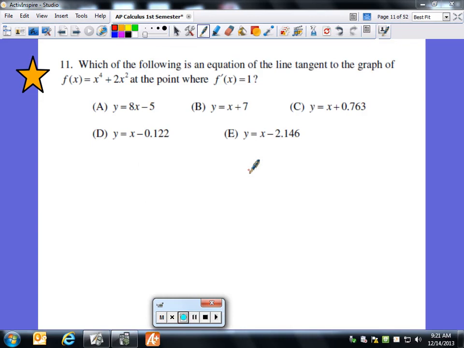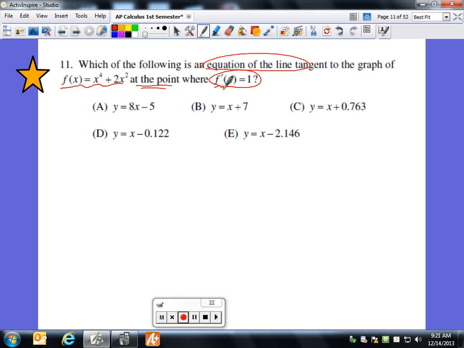Okay, so 11 is a little bit tricky. It is a calculator problem denoted with this star here. What's tricky about it is that I'm working backwards to obtain this point. It says, which of the following is an equation of the line tangent to the graph of this following function where the slope at x is equal to 1.